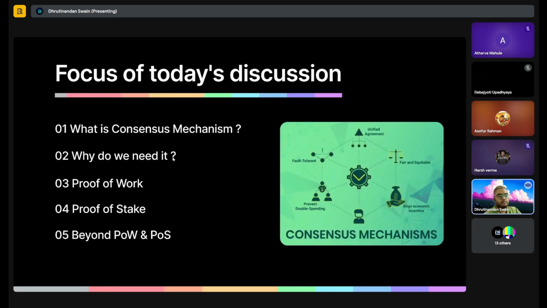In today's session, we will be discussing what a consensus mechanism is, why we actually need it, and we will be seeing the working of types of consensus mechanism, some of the popular types like proof of work and proof of stake. And also with that, we will be explaining and understanding the working of proof of history. So let's start with the discussion.